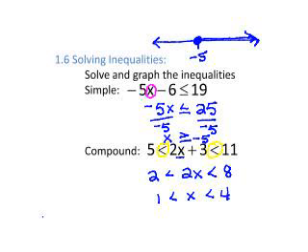So we're looking at all numbers in between 1 and 4, but not including 1 and 4. So at 1 and 4, we want to put an open circle, because it's greater than 1 and less than 4, so right in here. So that's an example of a continued inequality.